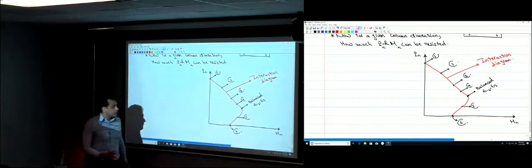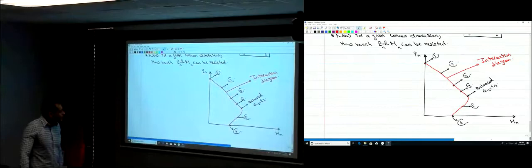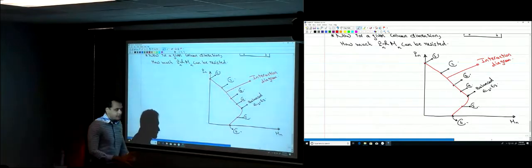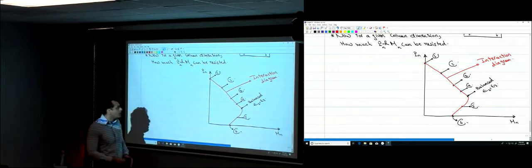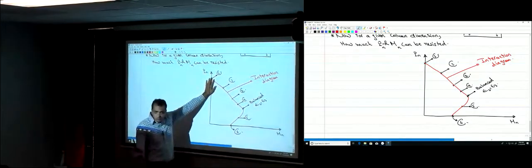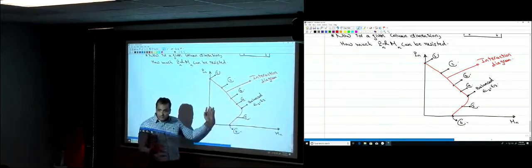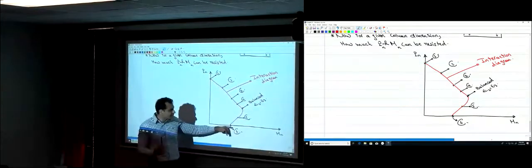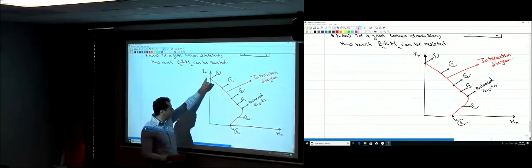So that's the interaction diagram. We're going to learn how to construct it. We build it point by point. Actually, you know how to get 2 points on that curve right now. Those are point 1, the case where you have just a normal force and no bending moment, and point 6, the case where you have only moment and no axial force, which is just a beam analysis. So you know how to get points 1 and 6.